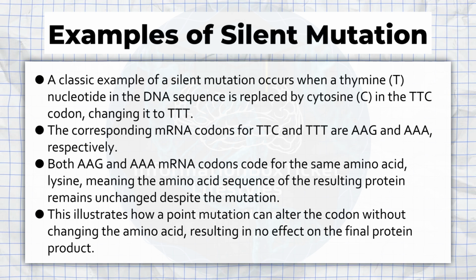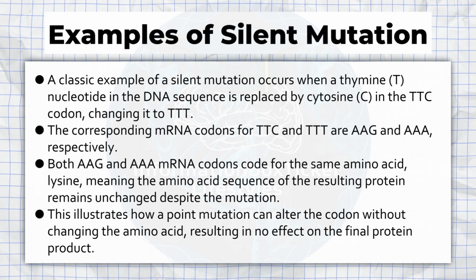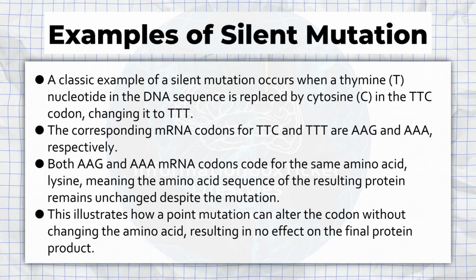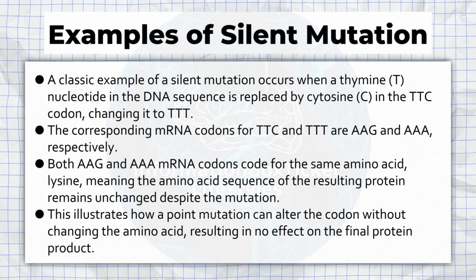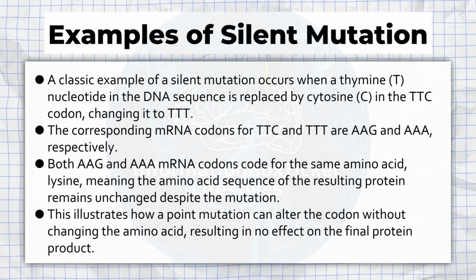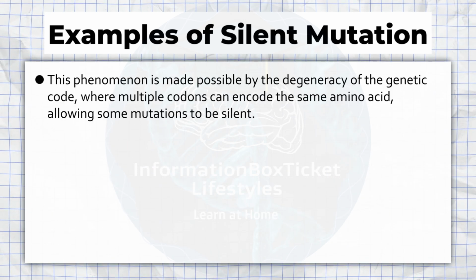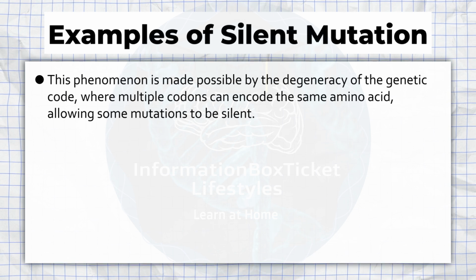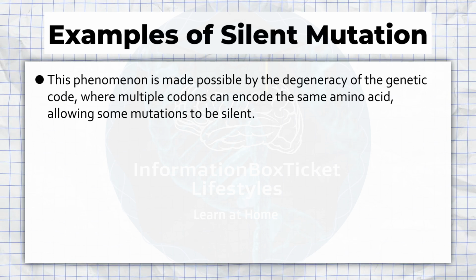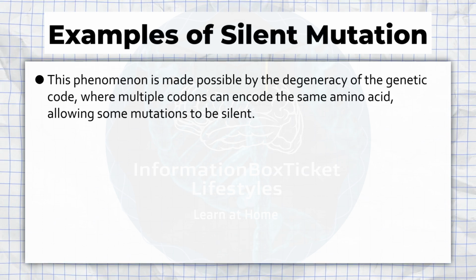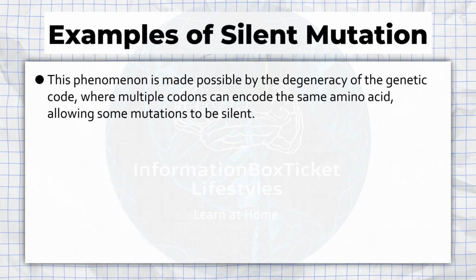This illustrates how a point mutation can alter the codon without changing the amino acid, resulting in no effect on the final protein product. This phenomenon is made possible by the degeneracy of the genetic code, where multiple codons can encode the same amino acid, allowing some mutations to be silent.